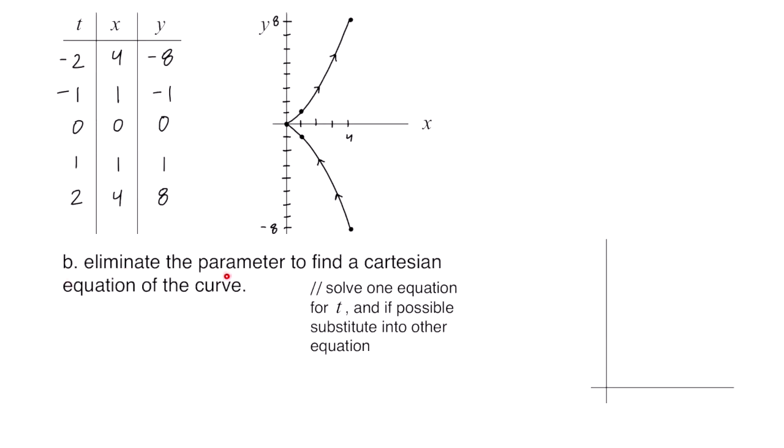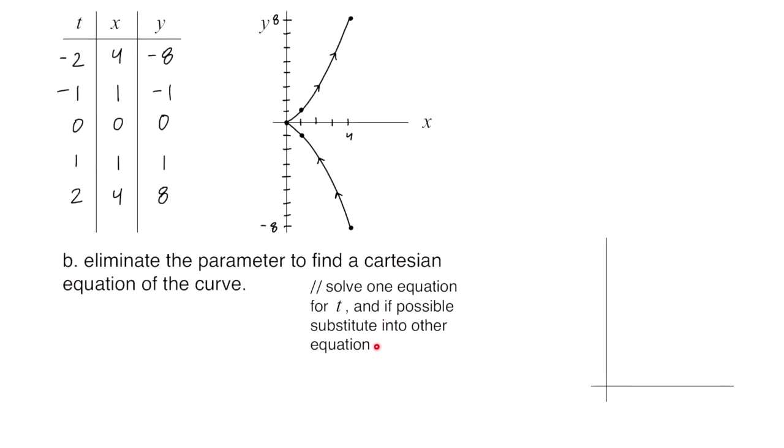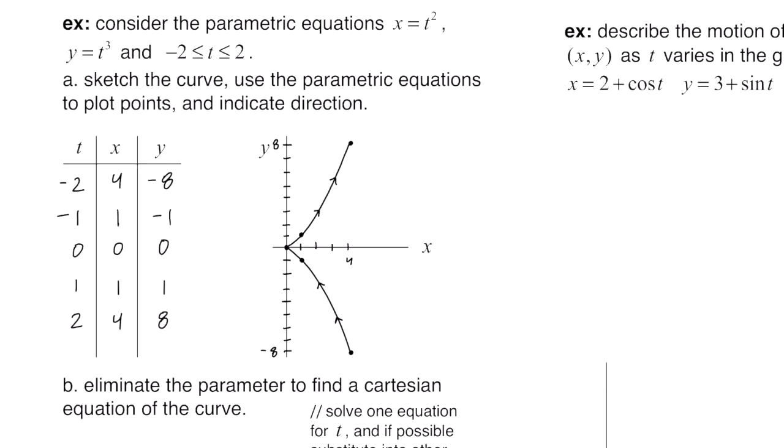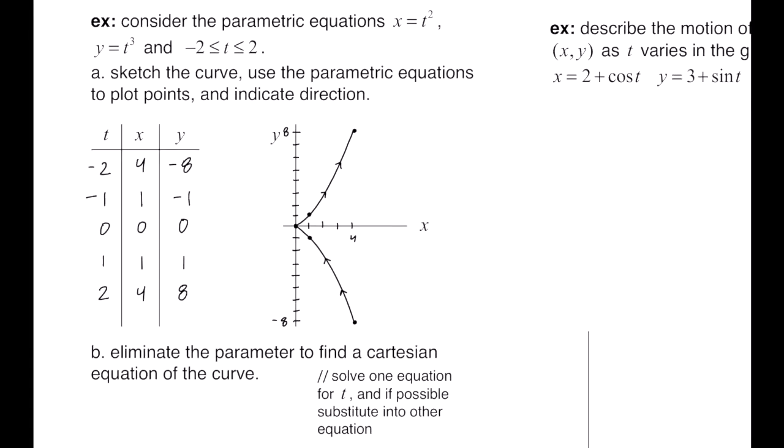Part B says eliminate the parameter to find a Cartesian equation of the curve. And I have a note over here. It says solve one equation for t, and if possible, substitute into the other equation. So again, for our parametric equations, we have x equals t squared, and we have y equals t cubed. So we're going to solve one of these equations for t. Let's go ahead and start with this x equals t squared.